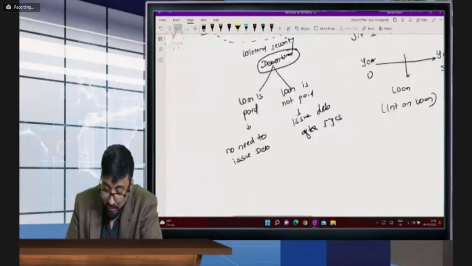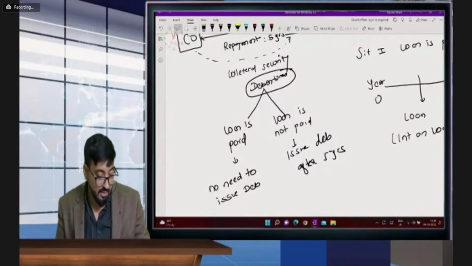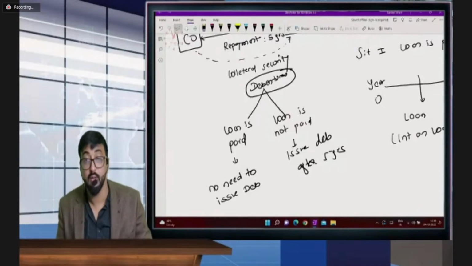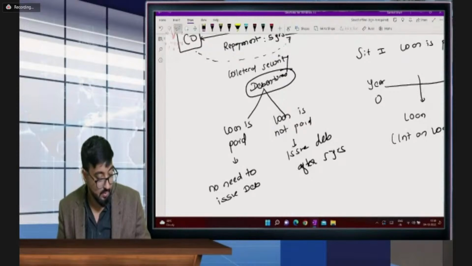Got this concept, beta? So up to 5 years, loan is there. And after 5 years, debentures, if loan is not paid. Yes. Okay. Easy hai.